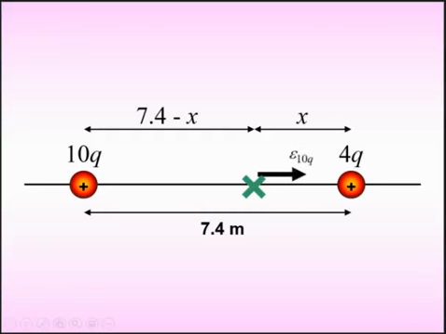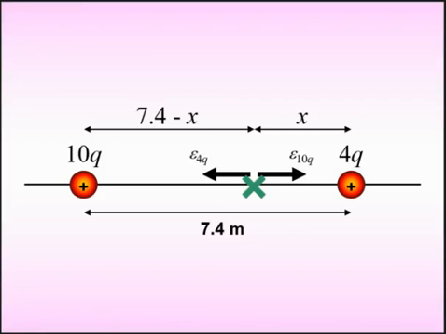So this would be the what? Who knows how to say this Greek character? It's the Greek E. Epsilon. So this is the epsilon, or the electric field, due to the 10Q. And that means the other one is E due to the 4Q.